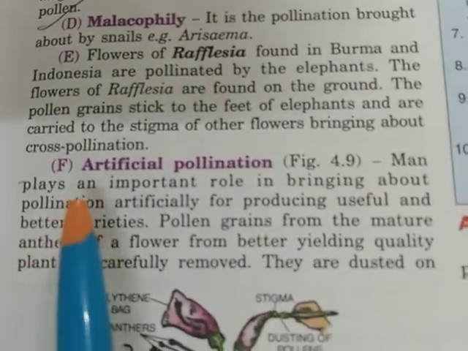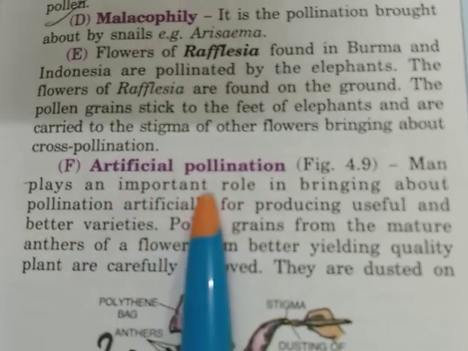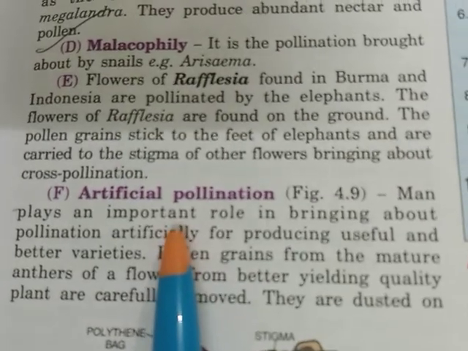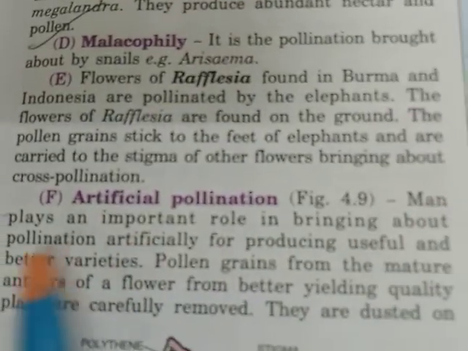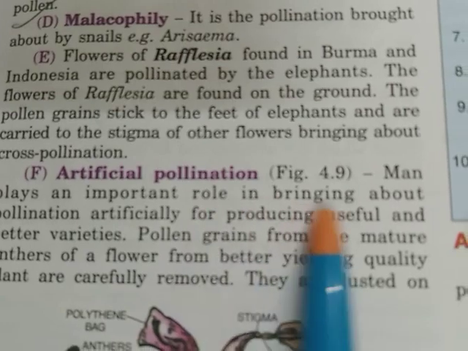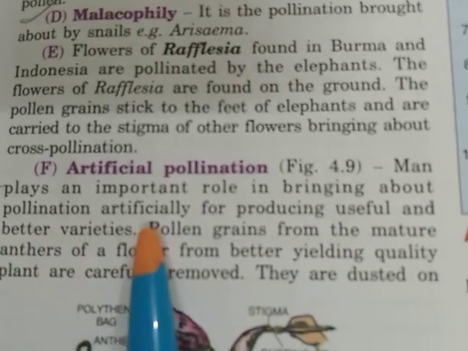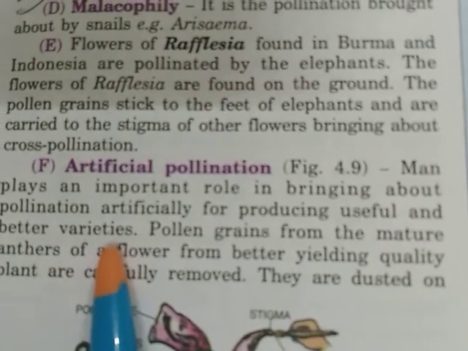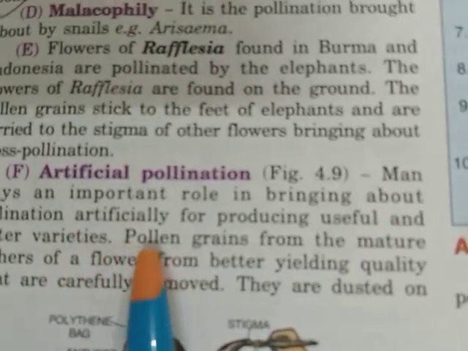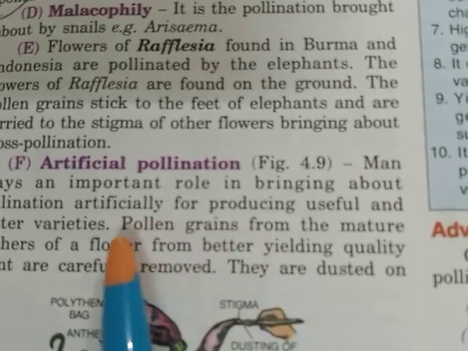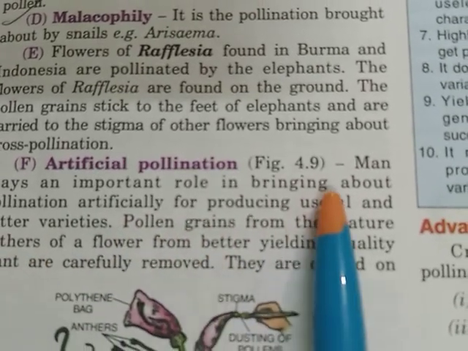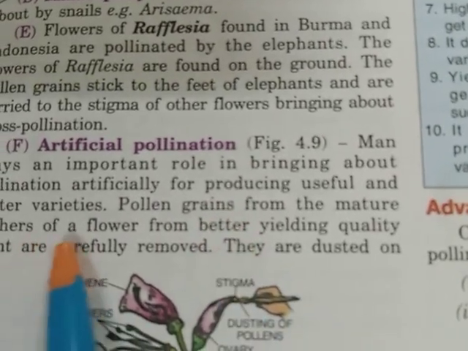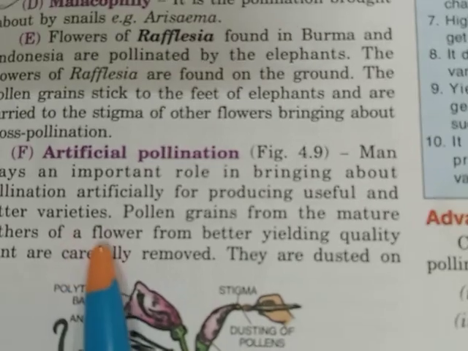Now another method is artificial pollination, and this artificial pollination is done by the plant breeders, or we can say by the farmers. Man plays an important role in bringing about pollination artificially for producing useful and better varieties. So, see here, artificial pollination is brought about by human beings, and this is done to produce a better variety or a useful variety.